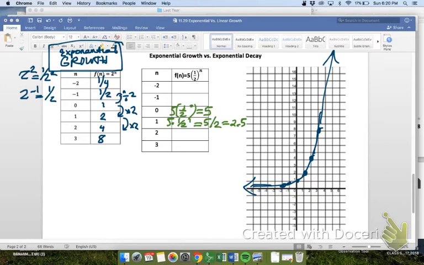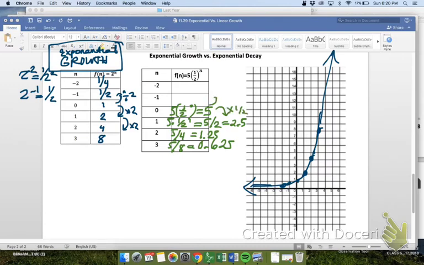So whichever way you prefer, this is going to end up being 5/4, which is 1.25. And this would be 5/8, which is 0.625. And now if I work my way backwards, instead of, like here I was multiplying by 1/2, right?